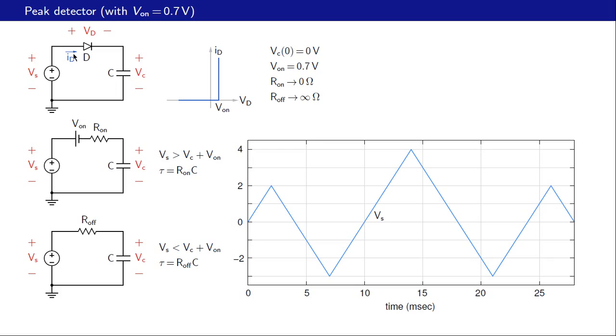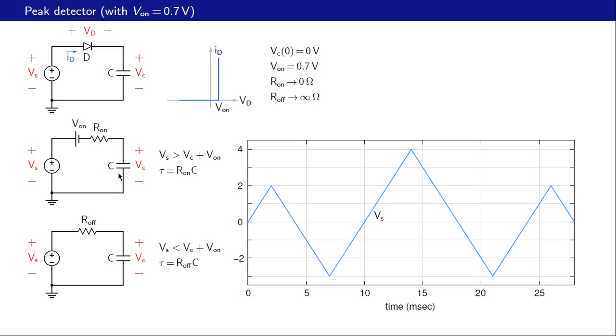What is the condition for the diode to conduct? Its P end, the voltage at its P end must be greater than the voltage at its N end by V on, or 0.7 volts. That means Vs must be greater than Vc by 0.7 volts, and that is what it says here. Vs must be greater than Vc plus V on. And in that case, this equivalent circuit applies.